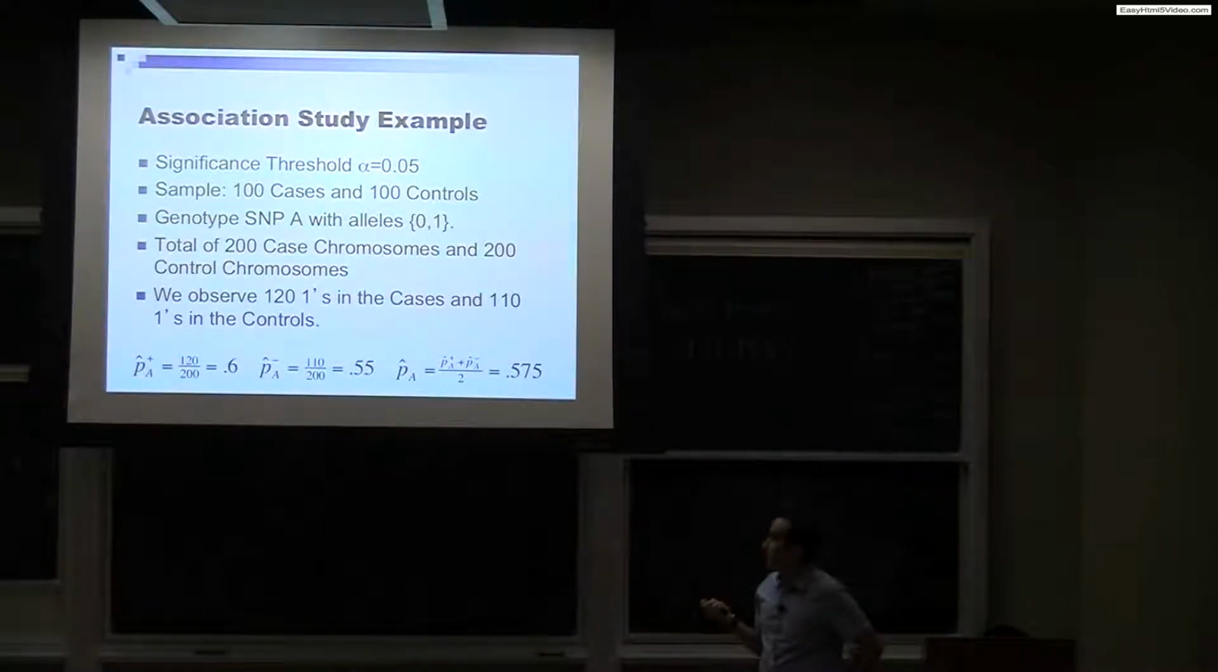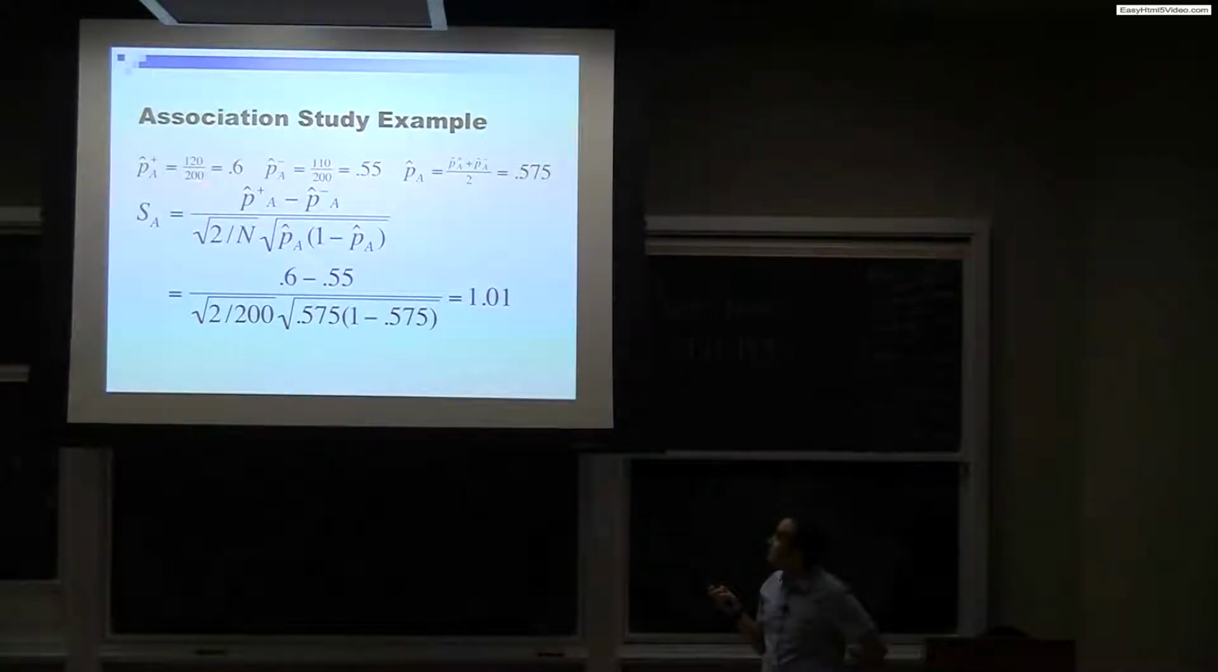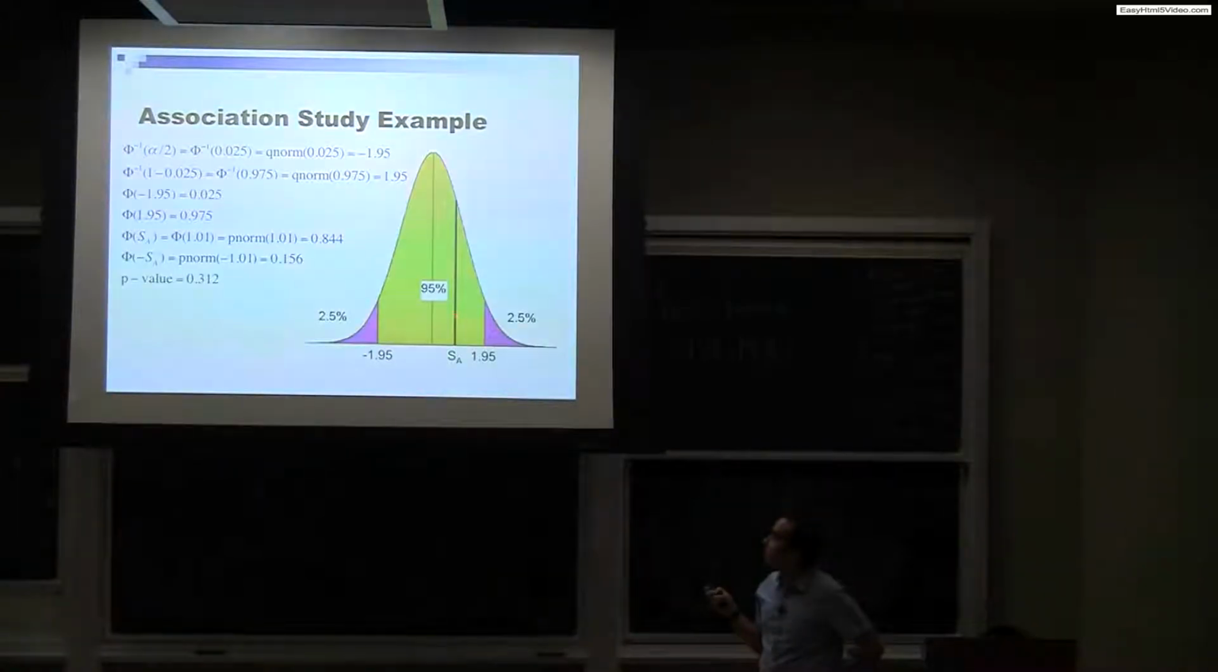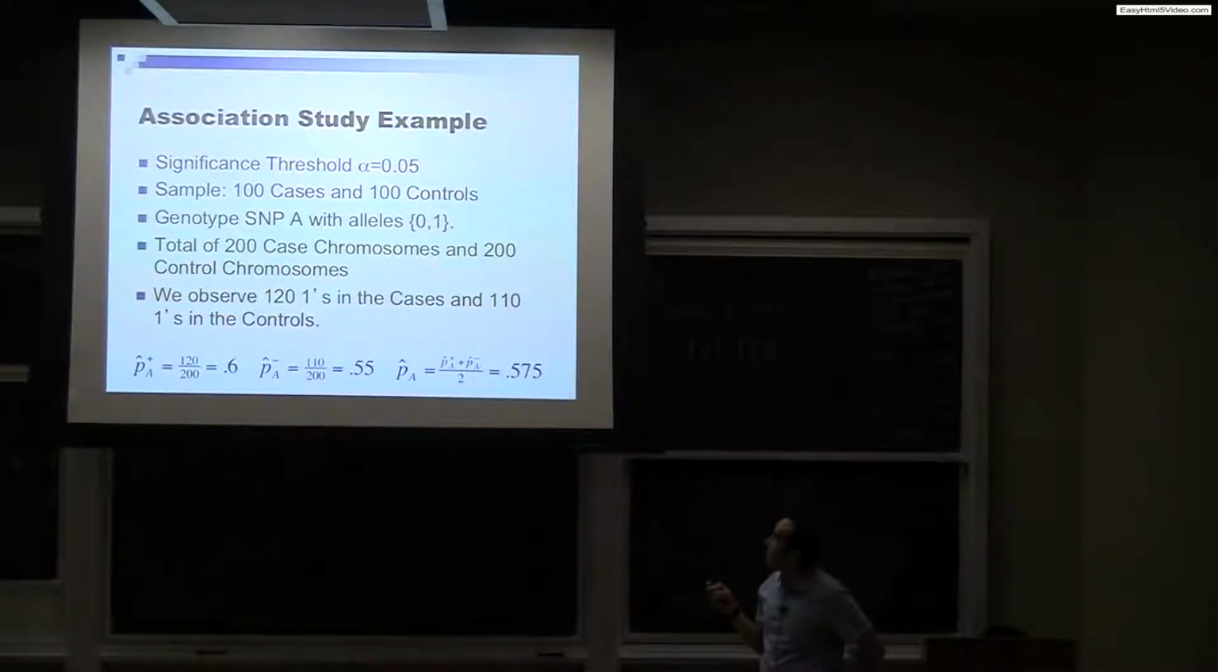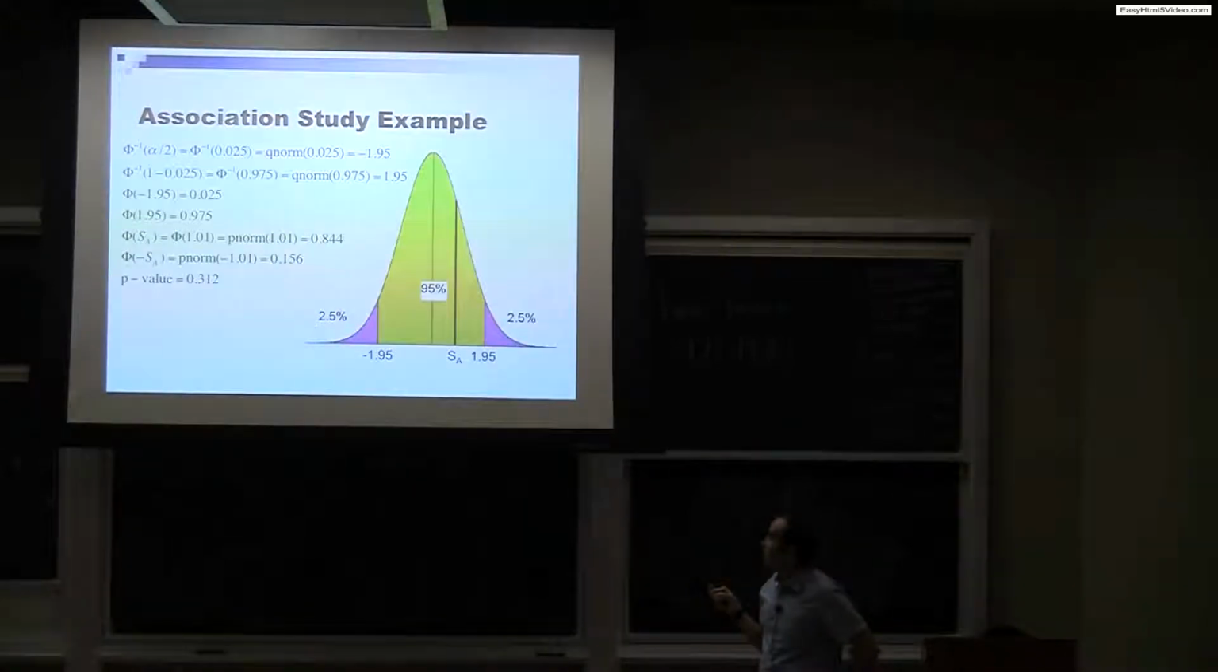Here's the frequency in the cases, here's the frequency in the controls, and here's the average frequency, which is going to be used in the denominator. So we compute those three, then plug them into this formula, and we get this value, 1.01. So where's 1.01? It's here. Is that significant? No. And looking back, does 110 versus 120 sound significant? No, right? So it makes sense. So far it kind of works.